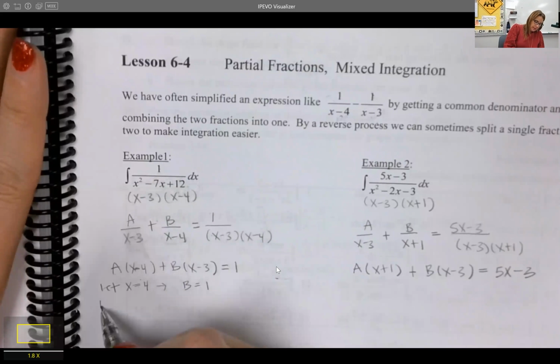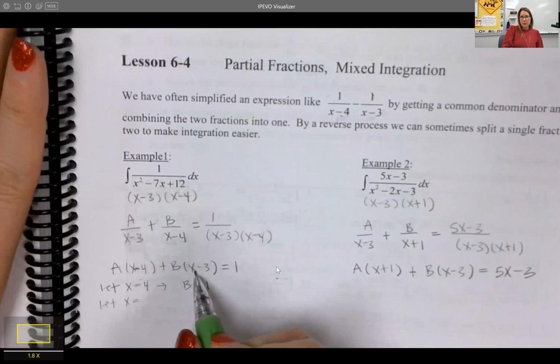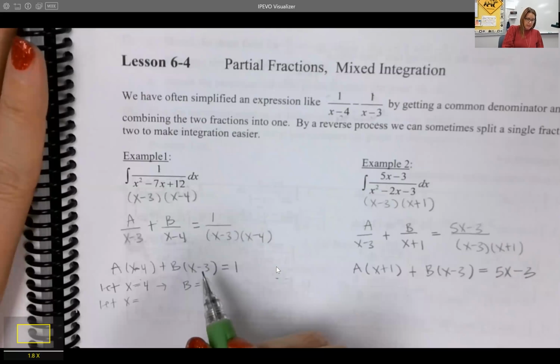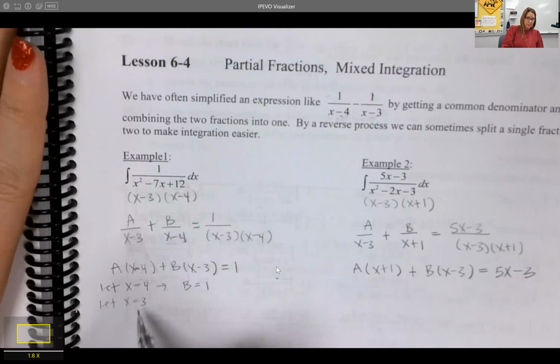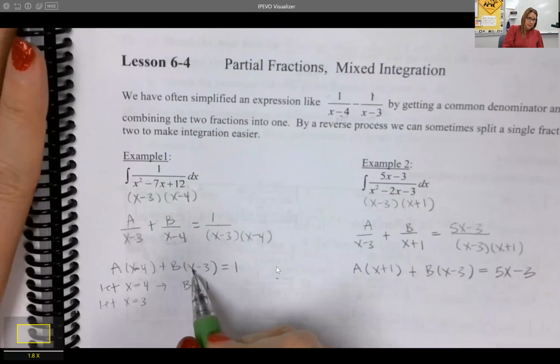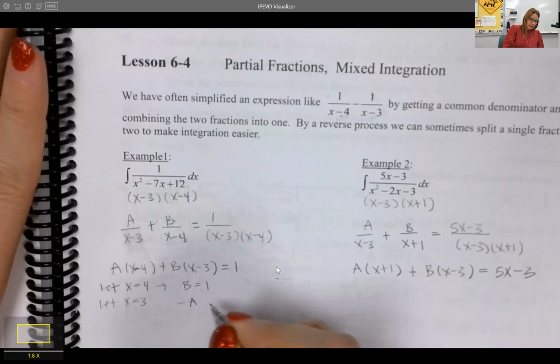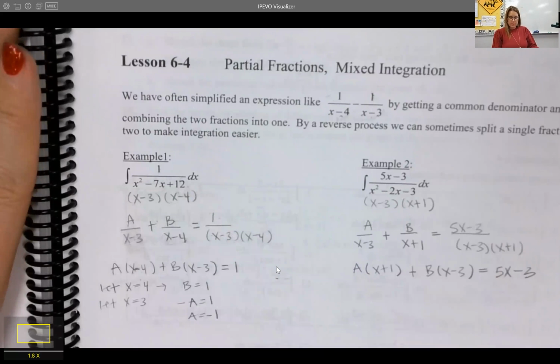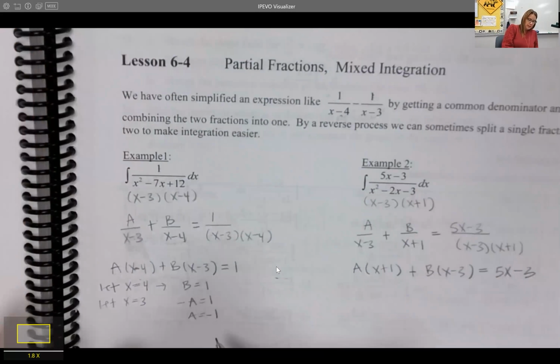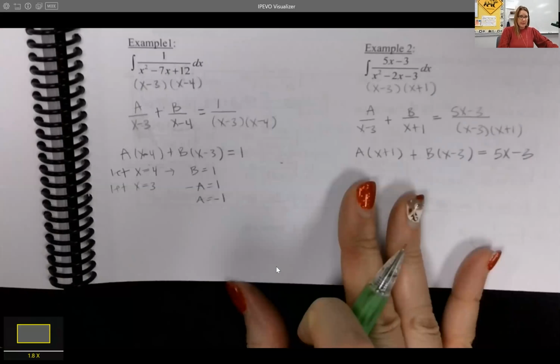Now, if I let x equal, go back to the beginning, I want this term to be a 0, so I would plug a 3 in here. So I'm going to plug a 3 in. So if I put a 3 in here, I get 3 minus 3 is 0, and then 3 minus 4 is negative 1. So I'm going to get negative a equals 1, so a equals negative 1.